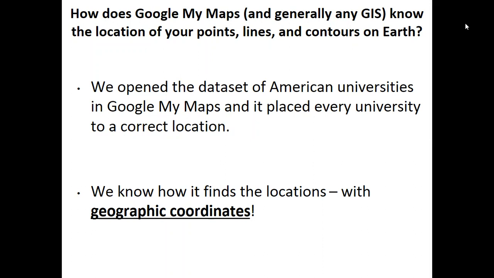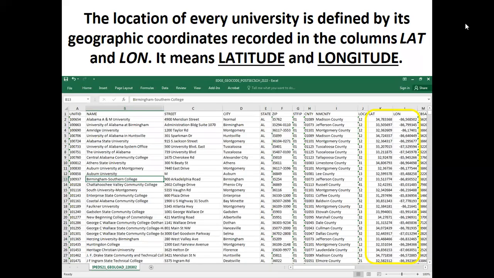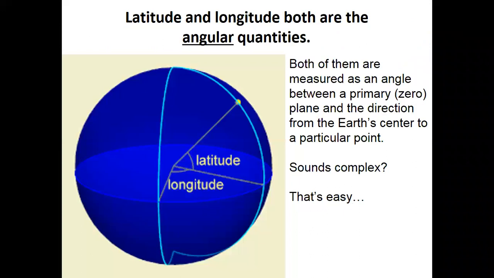So we already know it finds the location with geographic coordinates, but what are they? From this spreadsheet with the list of American universities, we have noticed that there are two figures in two columns, and these geographic coordinates are latitude and longitude. Let us briefly remember from school geography classes what latitude and longitude mean.